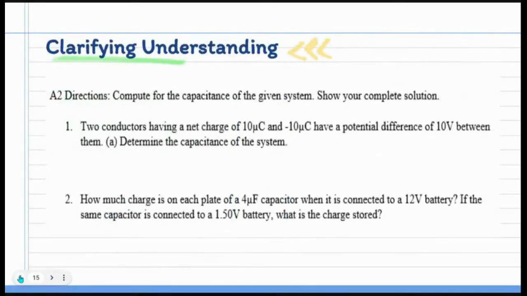Now let's put the equation to the test. So I have here two problems. Let me read each of the problems. There are two conductors with a net charge of 10 microcoulombs and negative 10 microcoulombs. So there are two plates with opposite charges. It is always necessary that the two plates are identical with each other, with a potential difference of 10 volts between the two of them. Now, we need to determine the capacitance of the system.